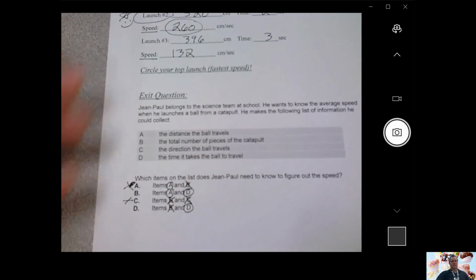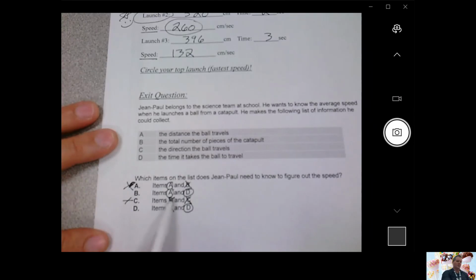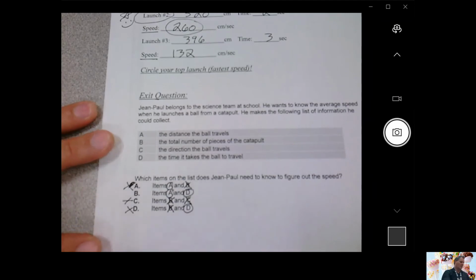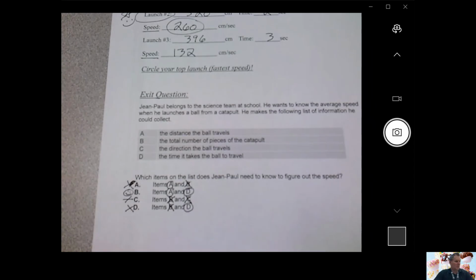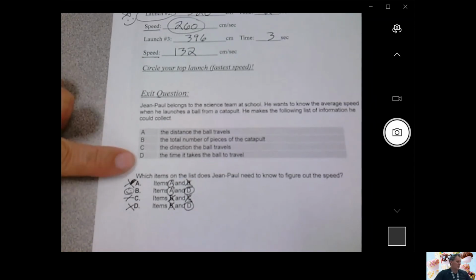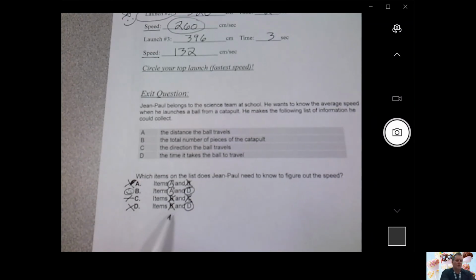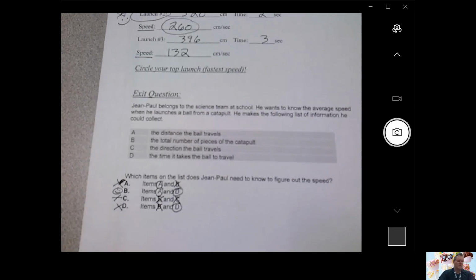So what is the correct answer then? Well, I've got an X and a circle, so bye-bye B. It's got to be A and D, because A says distance the ball travels, D says the time it takes the ball to travel. Little test taking strategy there. If you have something where you need multiple pieces of information, this could help you eliminate some of those choices so you can identify the correct answer. A little test taking strategy to help you with your quiz or any other assessment you might have.